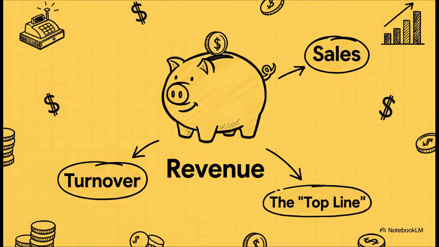And you'll hear people use a few different words for this. Sometimes they'll call it sales, or maybe turnover, or like we said, the top line. Don't let it confuse you. It all means the exact same thing: the total money coming into the business.